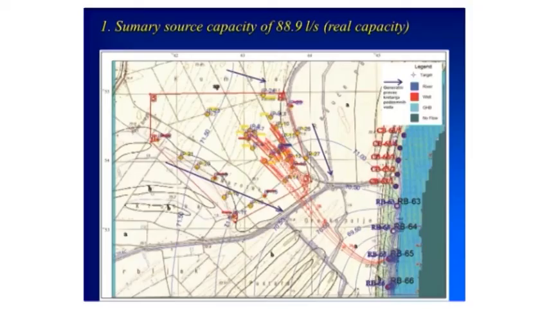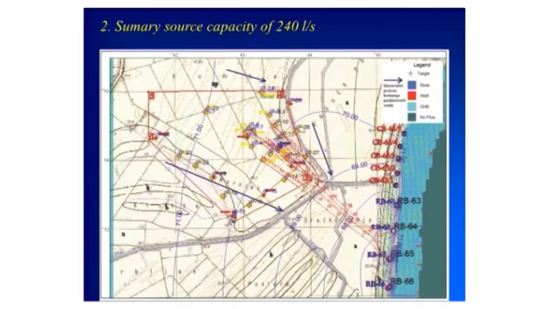This is a figure that shows a map of piezometric levels with travel time of ideal particle to the well with Belgrade water source in months for its capacity of 88.9 liters per second. And here is the other figure that shows a map of piezometric levels only for a capacity of 240 liters per second. So, at the end, conclusions.